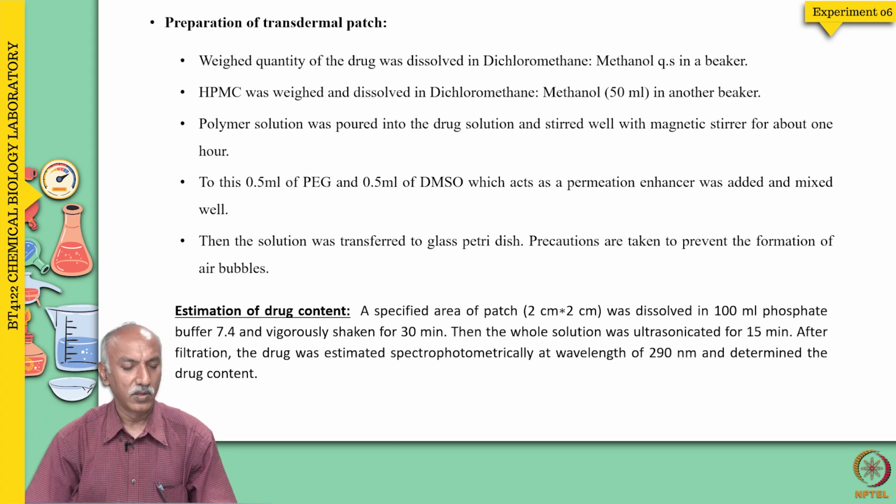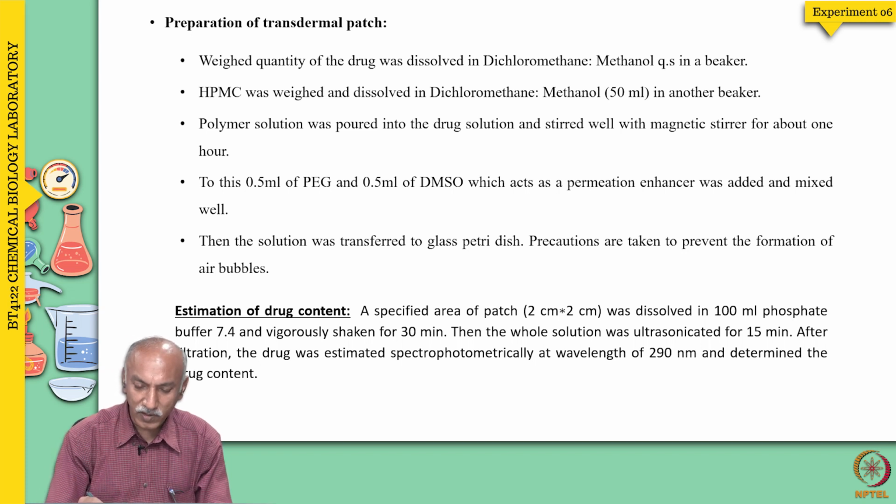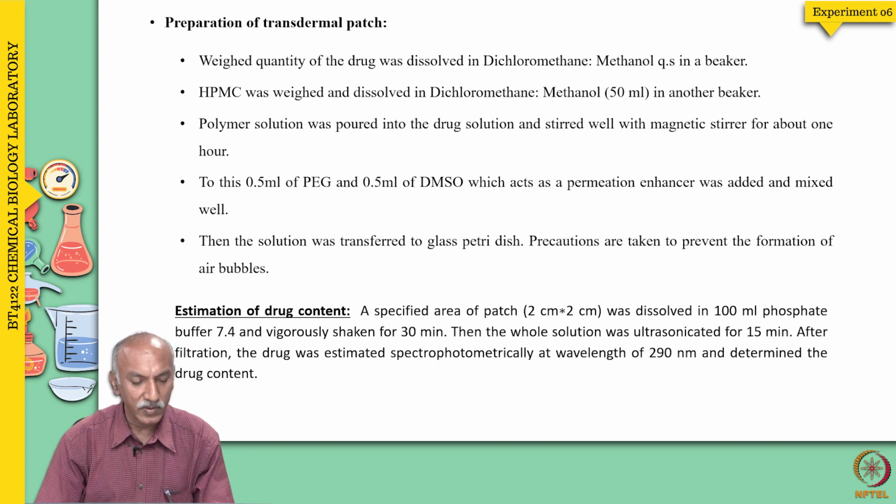And how do you now find out the estimation of concentration? From the patch you formed, you cut out a small portion, 2 centimeter by 2 centimeter, and dissolve it in 100 ml of phosphate buffer and vigorously shake for about 30 minutes, and the whole solution was ultrasonicated for 15 minutes.